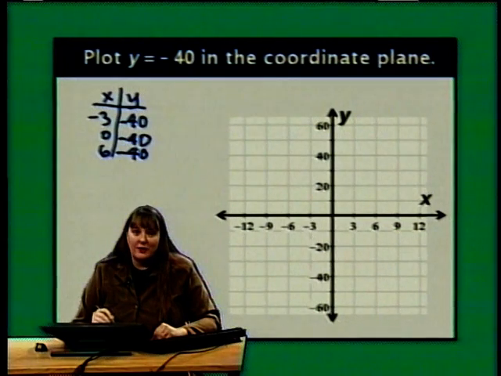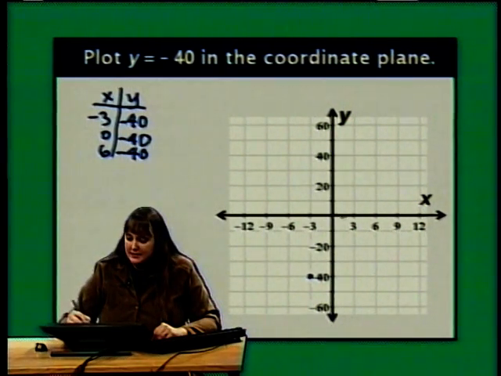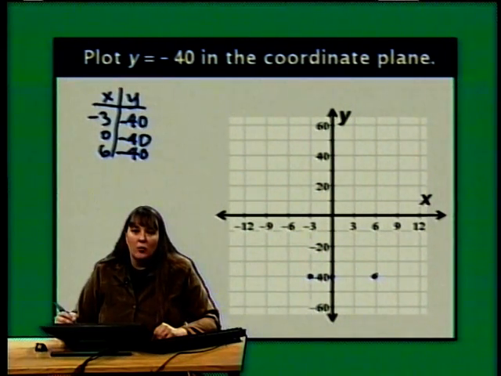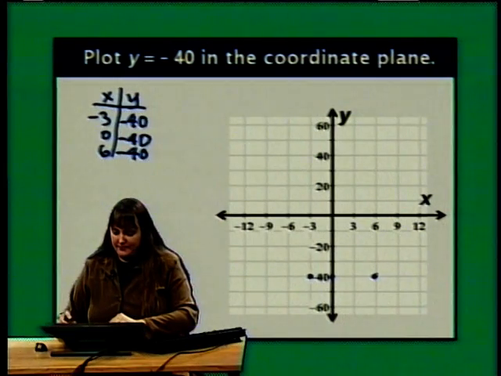So let's plot the points indicated by the table. -3, -40, 0, -40, and 6, -40. What do these 3 points have in common? They look like they all lie on the same horizontal line. So let's use a straight edge and connect these 3 points.